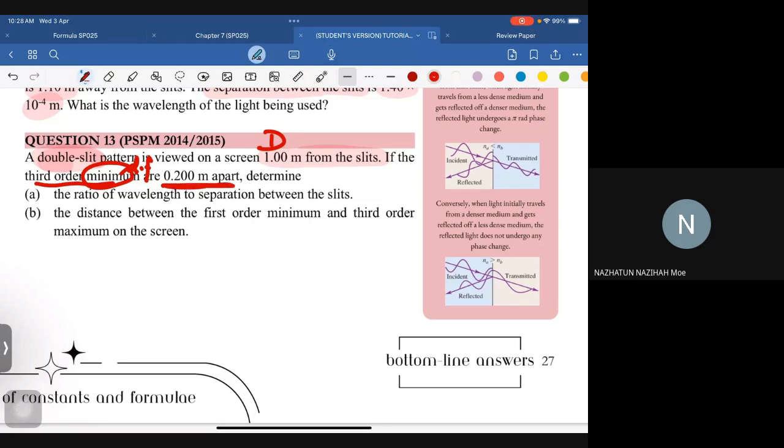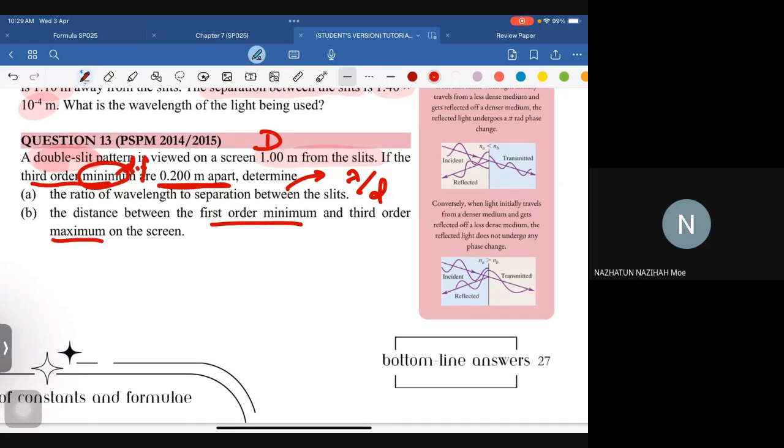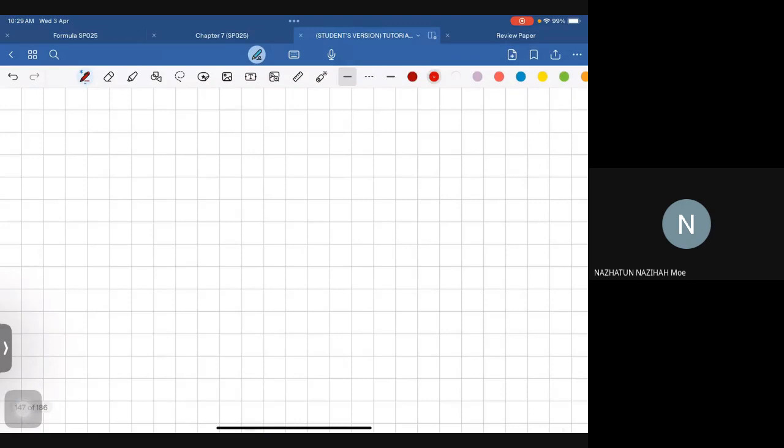Determine the ratio of the wavelength to separation between the slits. So dia suruh kita cari wavelength over separation between the slits, which is lower case d. And then dia suruh pula kita cari the distance between the first order minimum and third order maximum on the screen. Okay, so yang ini kamu kena cari dulu first order minimum and then cari third order maximum, baru kamu minus je lah. Sometimes soalan ni dia lebih senang kalau kamu lukis. Sometimes lah, cuma dia ambil masa sikit.